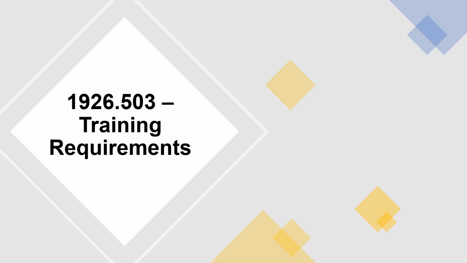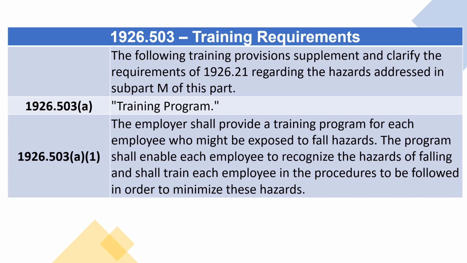1926.503. Training requirements. The following training provisions supplement and clarify the requirements of 1926.21 regarding the hazards addressed in Subpart M of this part. 1926.503(a). Training program. 1926.503(a)(1). The employer shall provide a training program for each employee who might be exposed to fall hazards. The program shall enable each employee to recognize the hazards of falling and shall train each employee in the procedures to be followed in order to minimize these hazards.